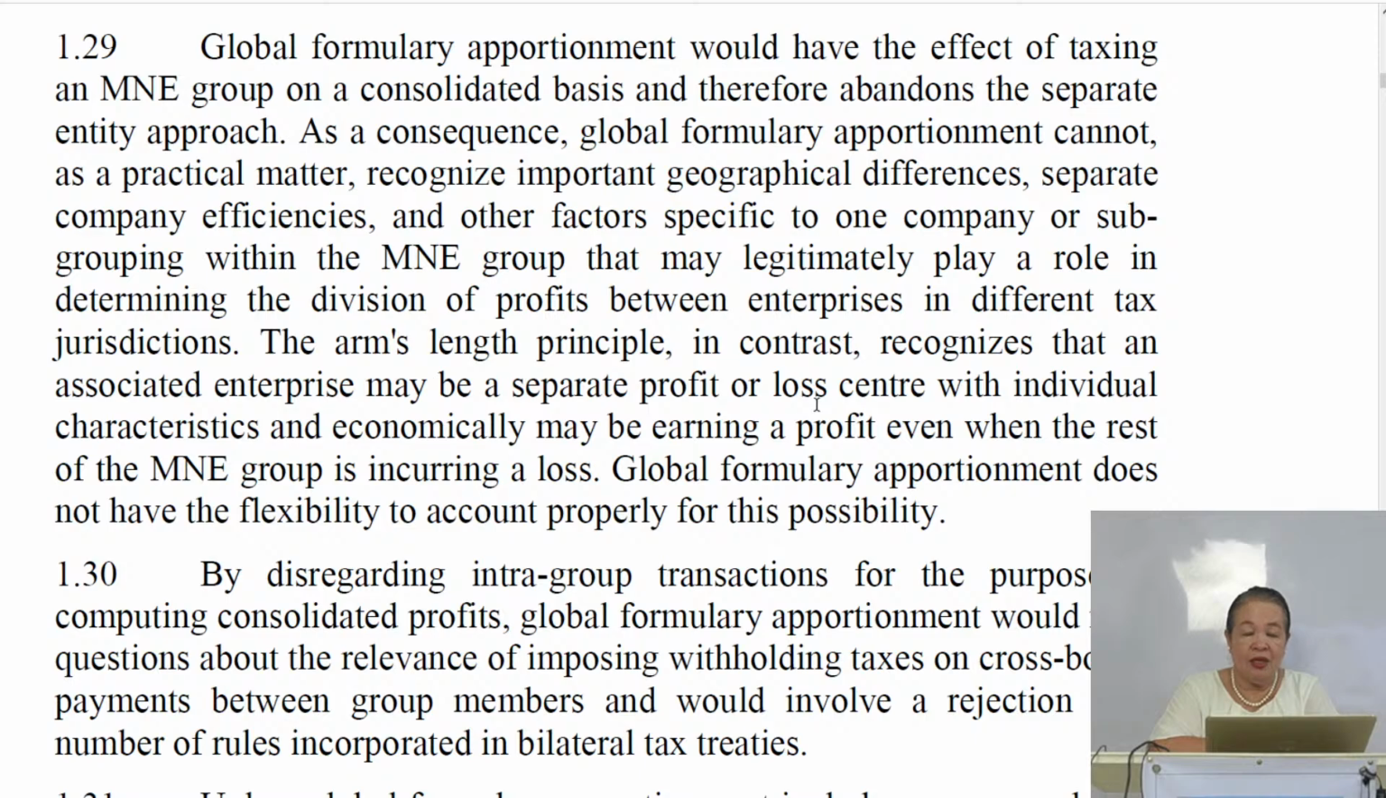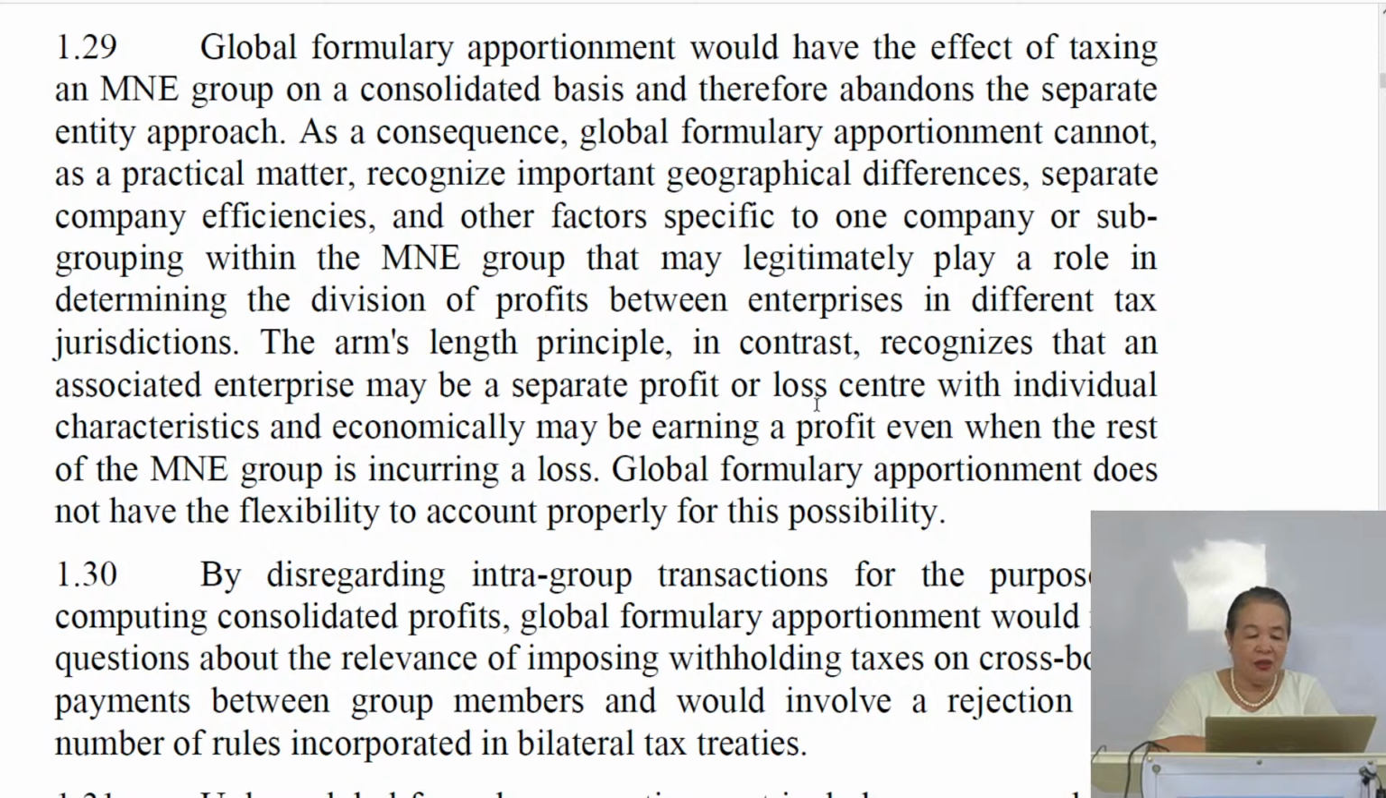So, kasi ano ba yung essence? What is the core reasons or the prime reasons why we are studying this arm's length principle, we are studying this as compared to global formulary apportionment? We deal with the collection of taxes, no? Yun yung pinaka-importante dito, no? Yun na yung tax mapunta kung saan siya dapat, no?